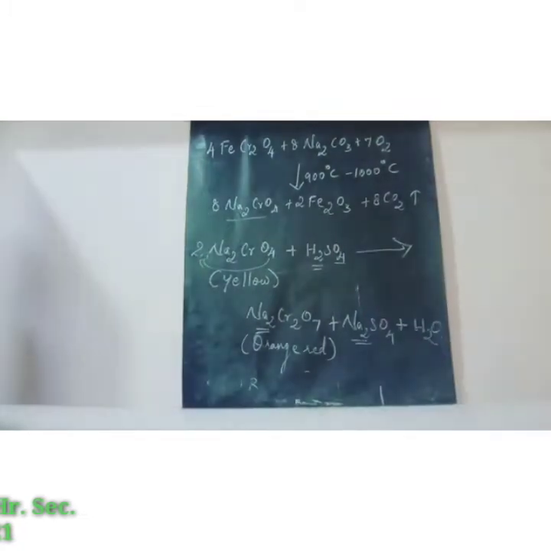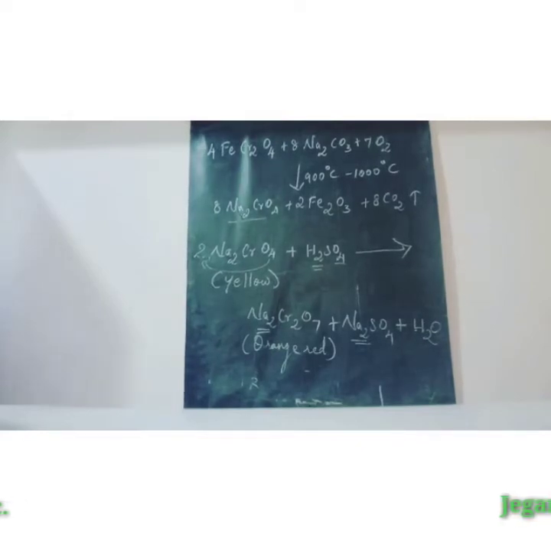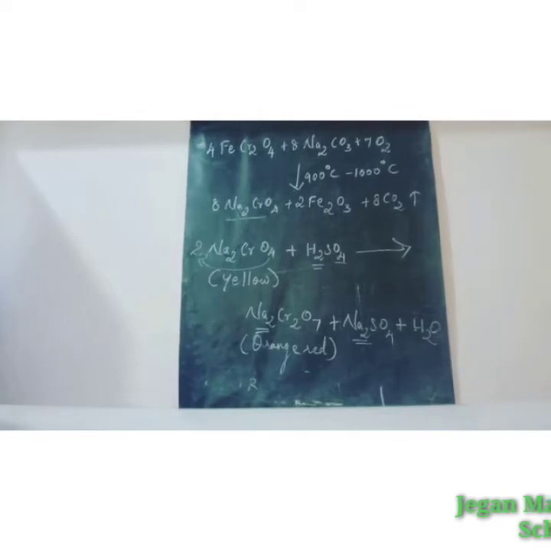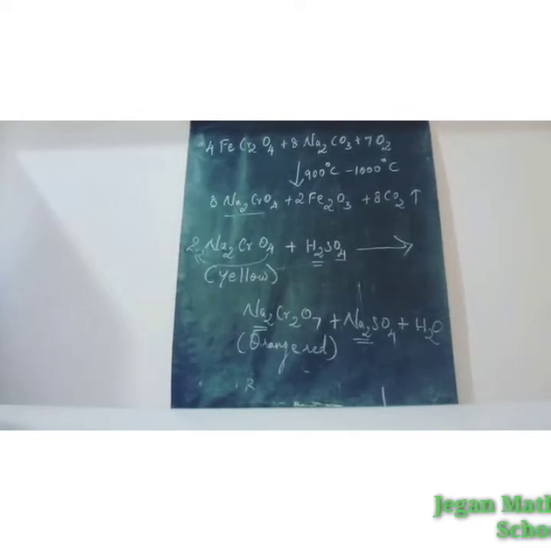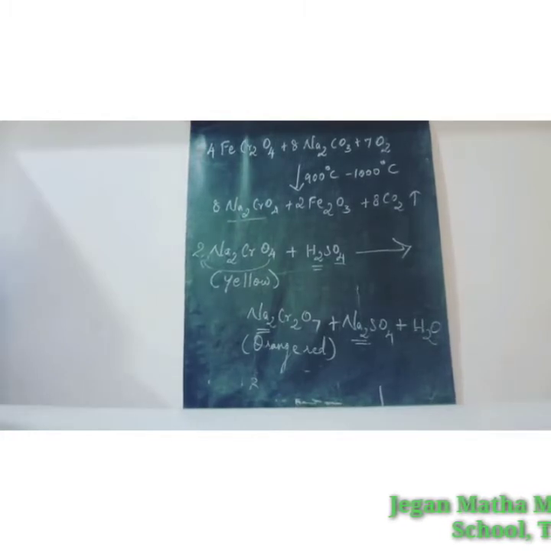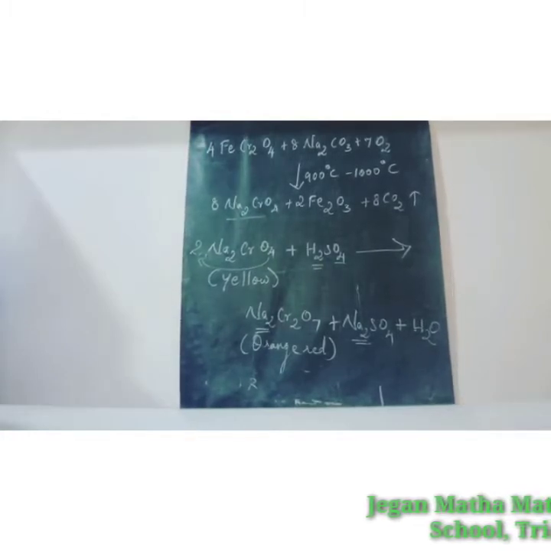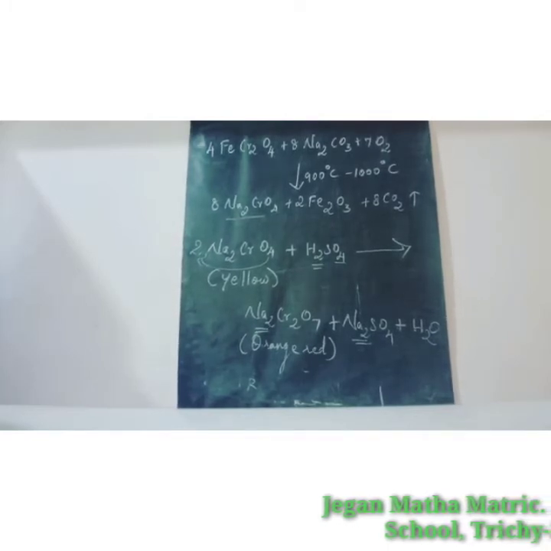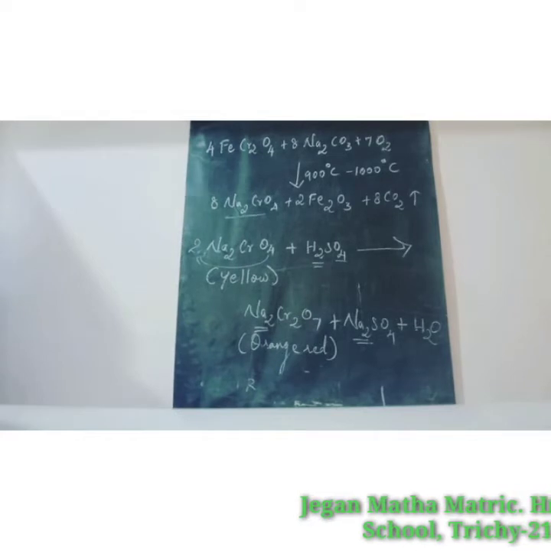Next, the above solution is concentrated to remove less soluble sodium sulfate. Here Na2SO4 is the less soluble substance. The resulting solution is filtered and further concentrated. It is cooled to get the crystals of Na2SO4·2H2O.